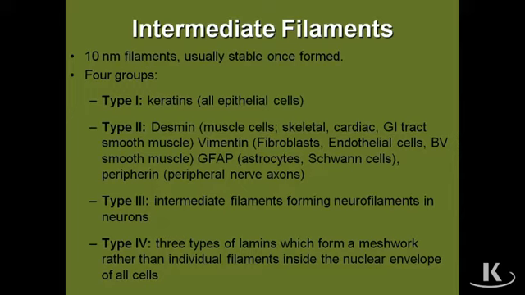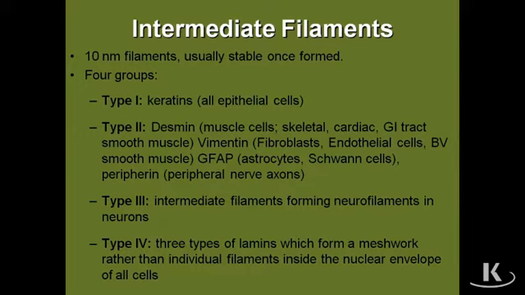Type 2 have a fair diversity of them. Desmin is a type 2 intermediate filament that's found in virtually all muscle cells, particularly skeletal muscle cells, cardiac muscle cells, and at the very least GI tract smooth muscle cells. Vimentin, another type 2 intermediate filament, is found in fibroblasts, endothelial cells, and blood vessel or vascular smooth muscle.